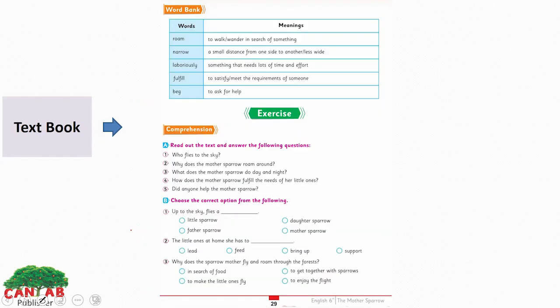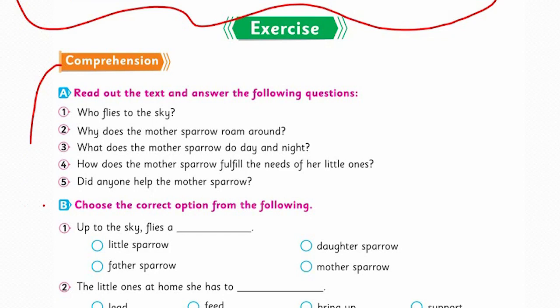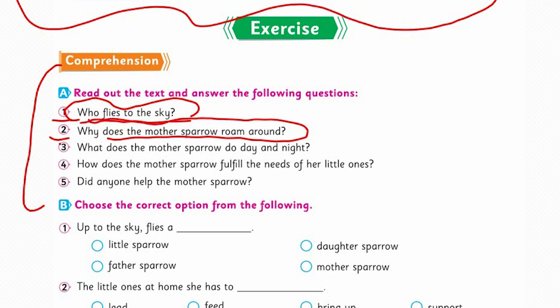Page number 29 of your textbook. You can find the meaning of the difficult words here in your word bank. This is the exercise of it. Let's do it. The first one is, who flies to the sky? Yes, of course, the mother sparrow. The second one, why does the mother sparrow roam around?